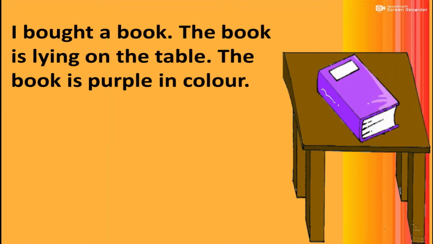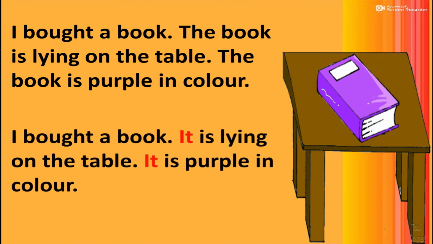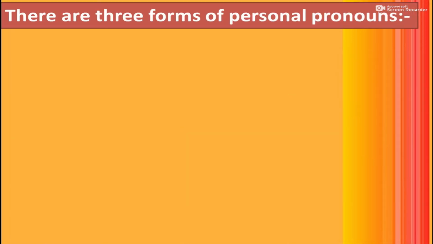I bought a book. The book is lying on the table. The book is purple in color. If we replace the book with a pronoun, it will sound this way. I bought a book. It is lying on the table. It is purple in color. So what did we do? We added it in place of book so that we do not repeat book again and again.